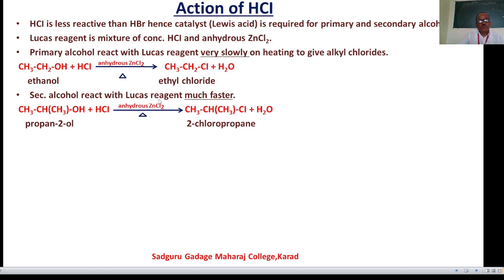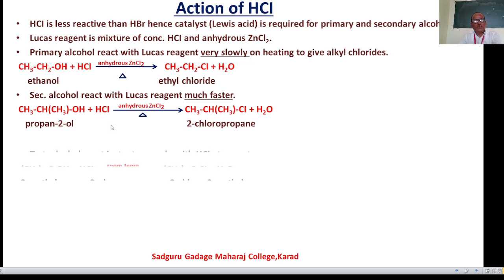Secondary alcohol reacts with Lucas reagent much faster. Here the example of a secondary alcohol is propan-2-ol, CH3CH(OH)CH3. This OH group is attached to the middle carbon atom. With HCl in presence of anhydrous ZnCl2 and heating, it gives 2-chloropropane. The 2-chloropropane product is formed, and this is a fast reaction as compared to primary alcohols.